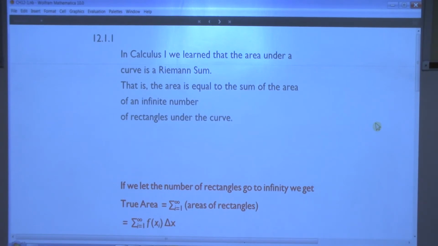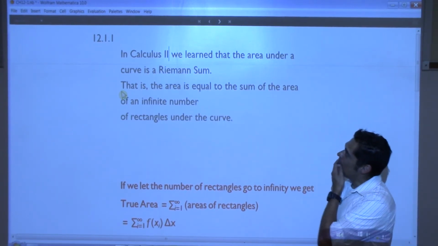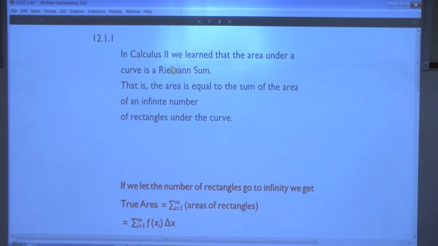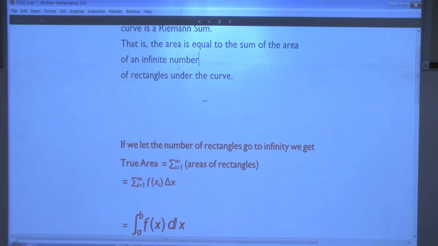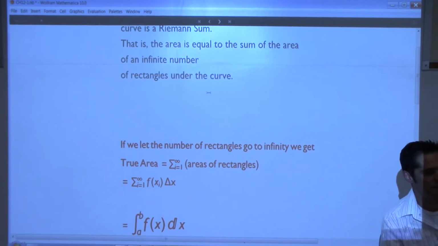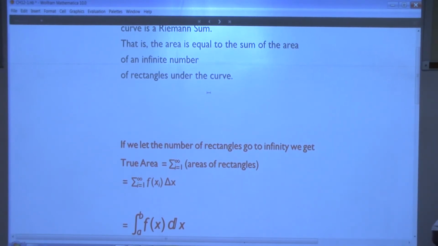All right, so I put here in Cal 1, we learned that area under a curve is a Riemann sum. That might have happened in Cal 2. It might have never happened. I don't know. It depends on how you got here. But there's this thing in Cal 1 or 2 called the Riemann sum, and it was the way that we found that the area under a curve was tied to the integral, the antiderivative.